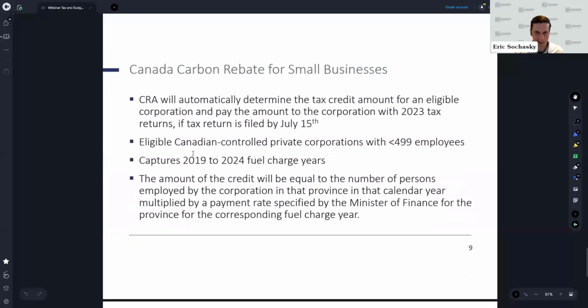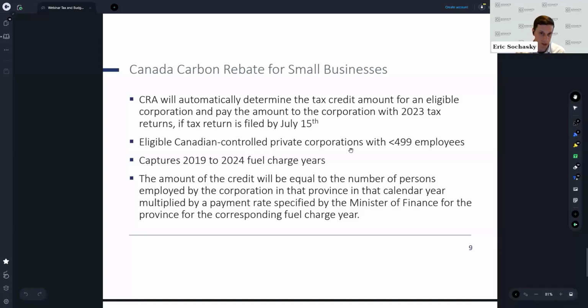So a lot of individuals may have seen this on their tax return, that they're getting this Canada carbon rebate. It's been around, it's been called different things in the past, the climate action incentive and whatnot. But basically, Finance was proposing that now the Canada carbon rebate is available for small businesses, so not only individuals like in the past. CRA is going to automatically determine the tax credit for an eligible corporation, as long as they file their 2023 tax returns by July 15th.